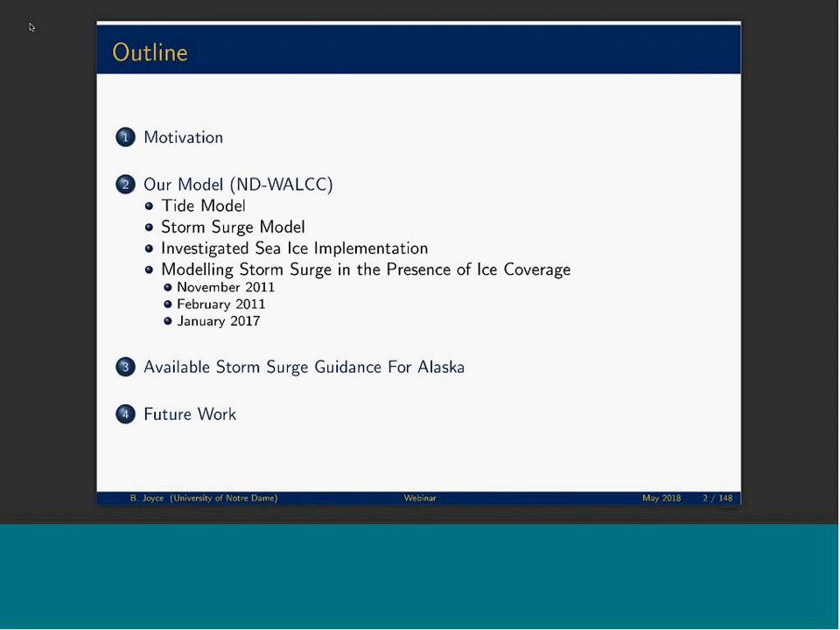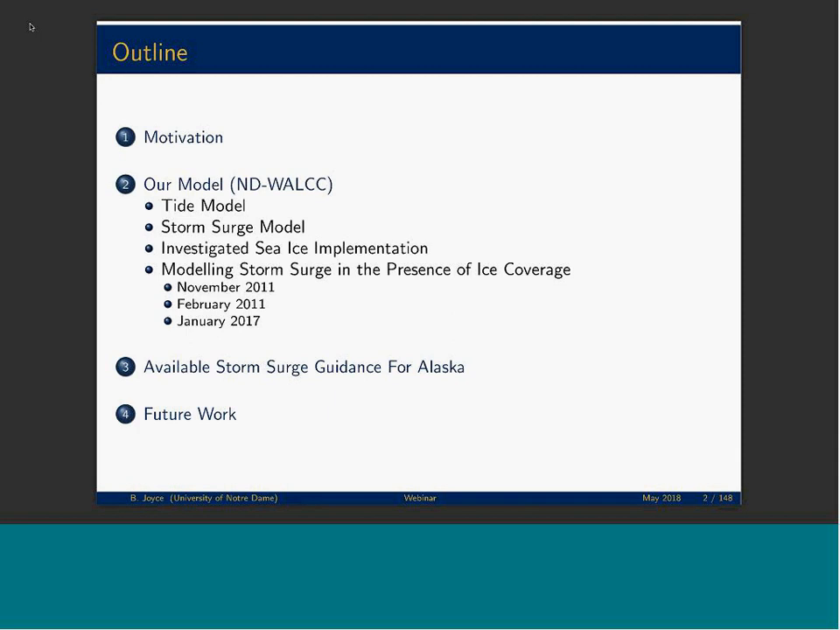Here's a brief outline of the talk. I'll start with the motivation for why this area in particular has specific challenges for the work that we do in modeling coastal water levels, and what needs in the area are driving us to build this model in particular.